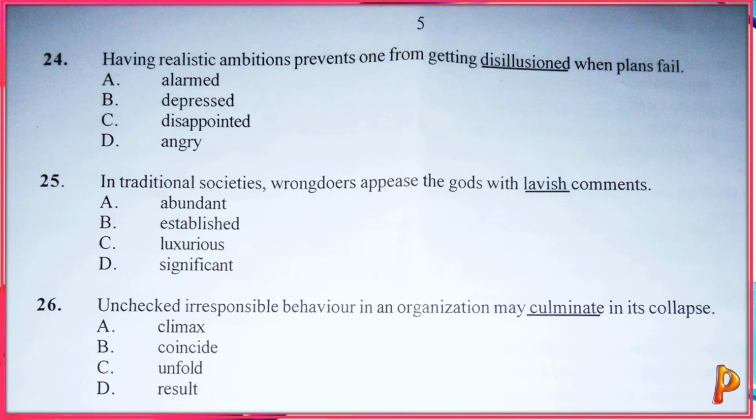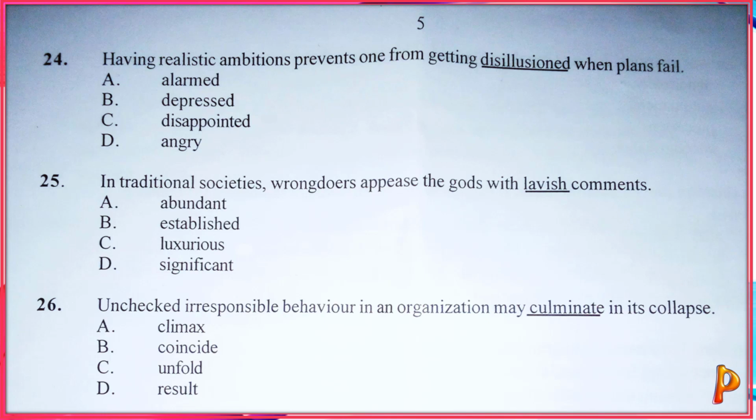Question 25. In traditional societies, wrongdoers appease the gods with lavish sacrifices. A. Abundant sacrifices. B. Established sacrifices. C. Luxurious sacrifices. D. Significant sacrifices. The correct answer to this question is answer space C. In traditional societies, wrongdoers appease the gods with luxurious sacrifices.